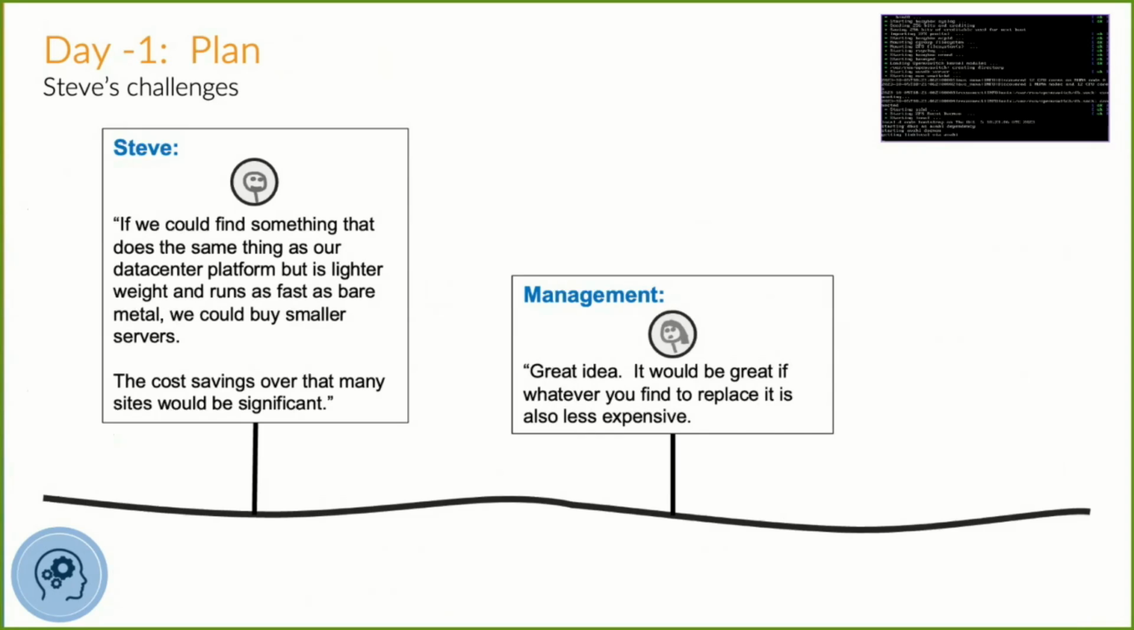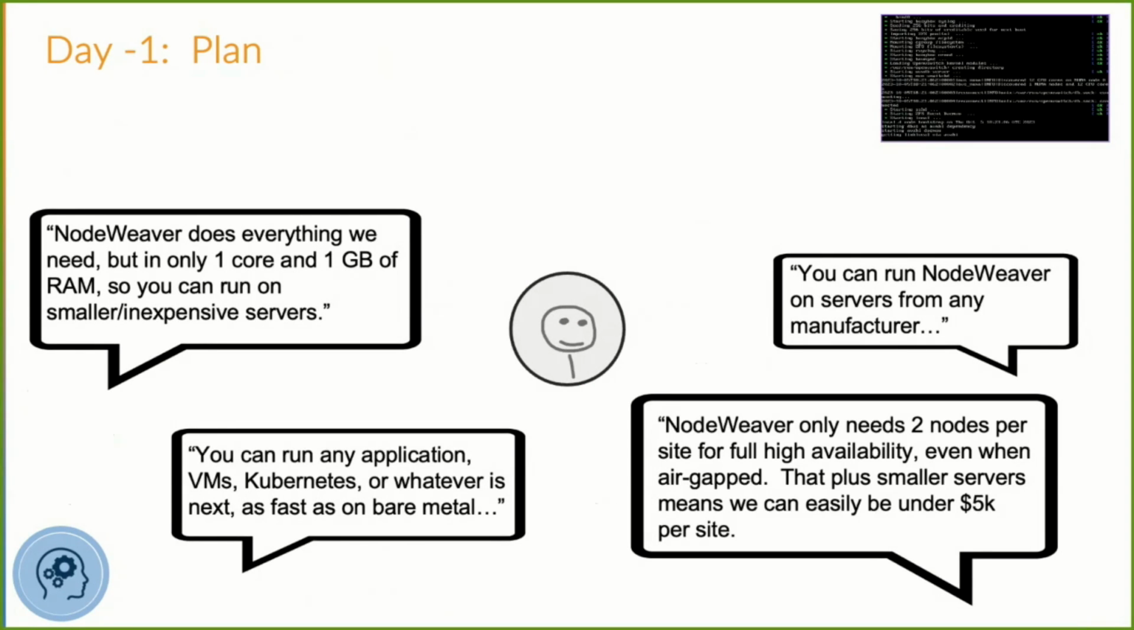So that's when he sees a video from Edge Field Day that talks about NodeWeaver, and finds out that we do everything that their data center solution does as far as functionality, but we do it in only 1 CPU core and a little bit more than 1 gig of RAM. And we also run as fast as it would run on bare metal. So that, of course, gives him a big cost savings per site on the servers, allowing him to run on smaller, less expensive servers. It also runs all of the applications that they need, from legacy all the way through Kubernetes and beyond.